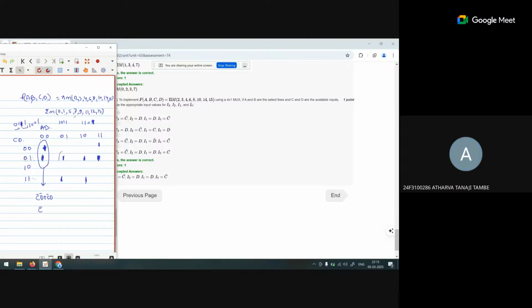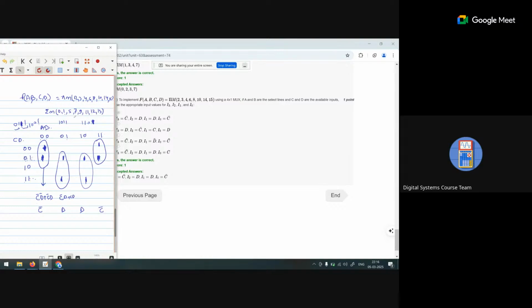Okay? Yes. If I combine these two, the equation is C bar D bar D plus CD, so D is the term. If I define this one, again same as the previous, so D is the term. If I define this term, again the previous first one, so it is the C term.